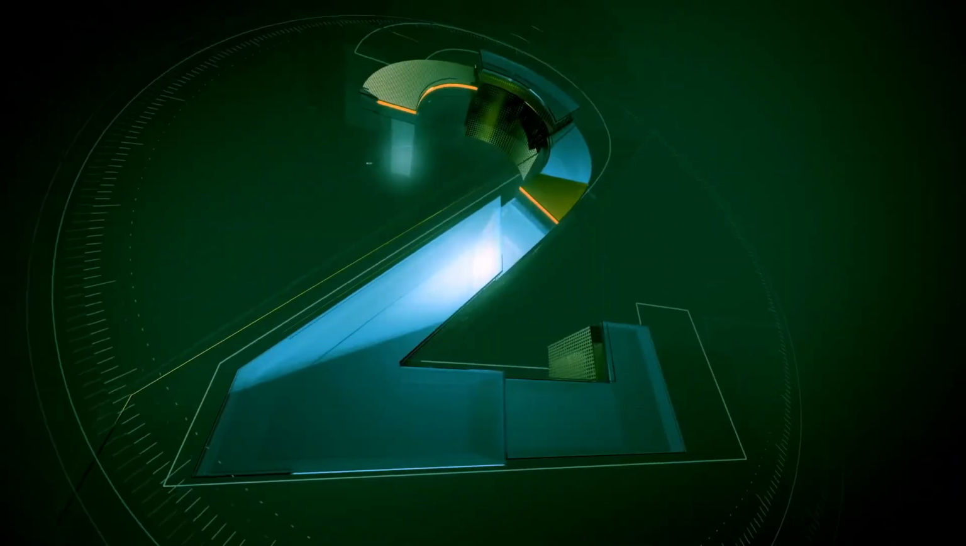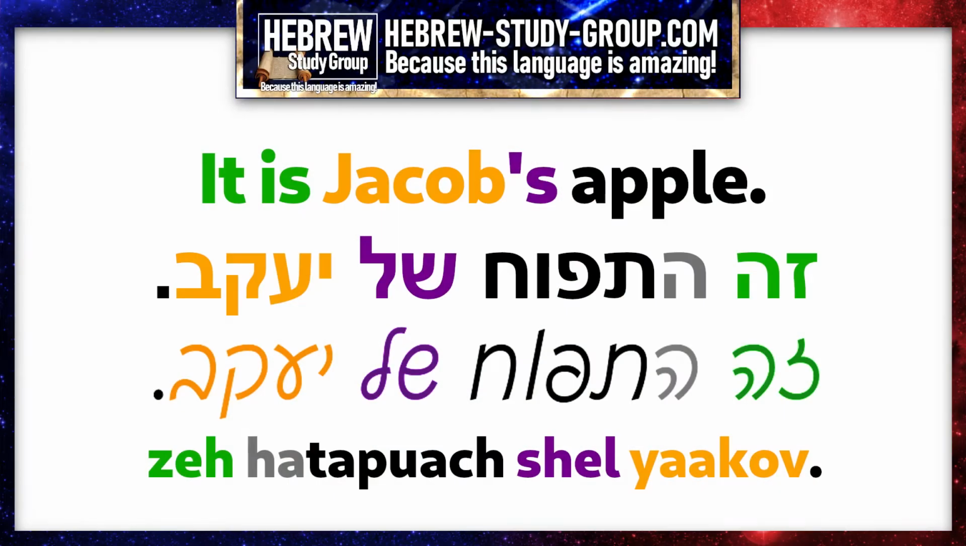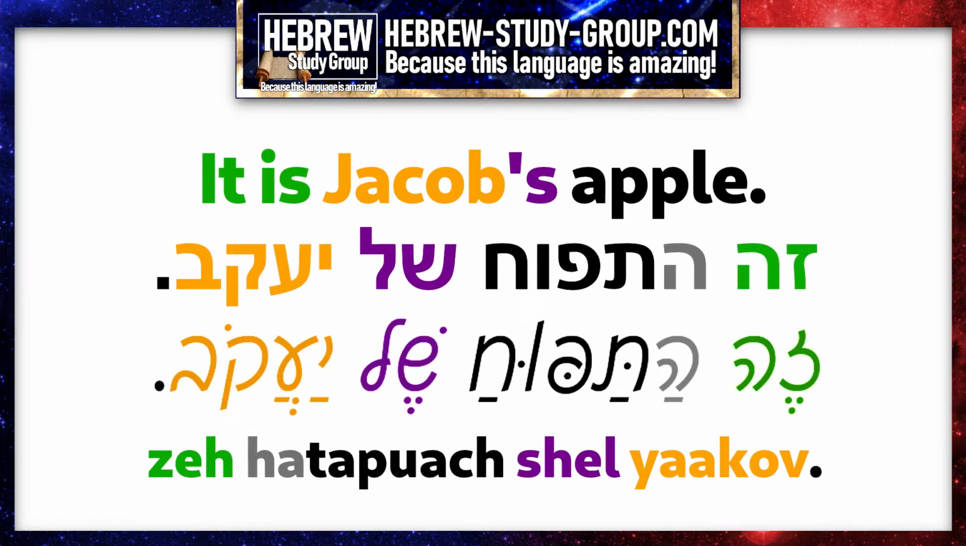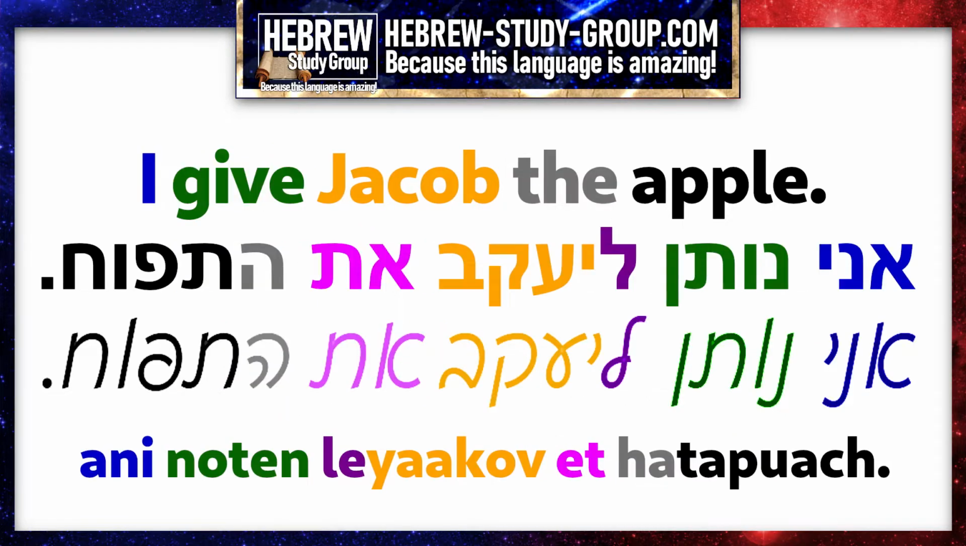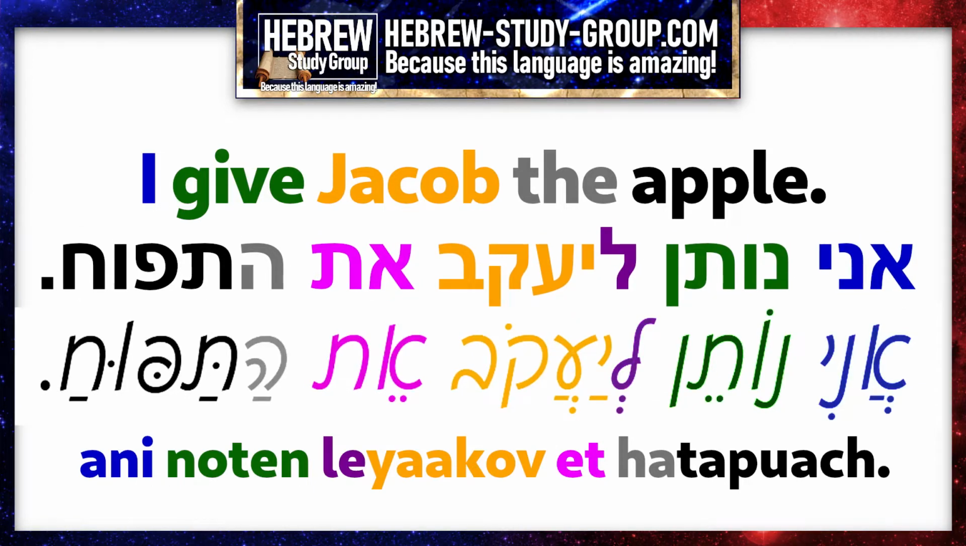Ready? Let's go. It is Jacob's apple. זה התפוח של יעקב. I give Jacob the apple. אני נותן ליעקב את התפוח.